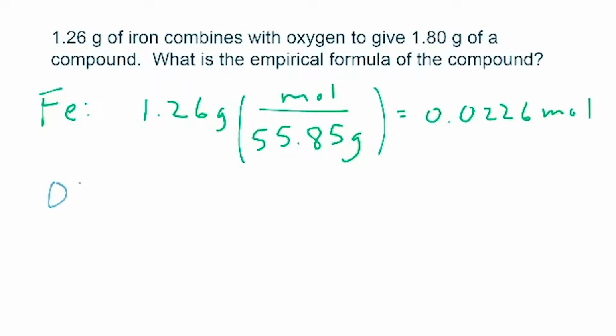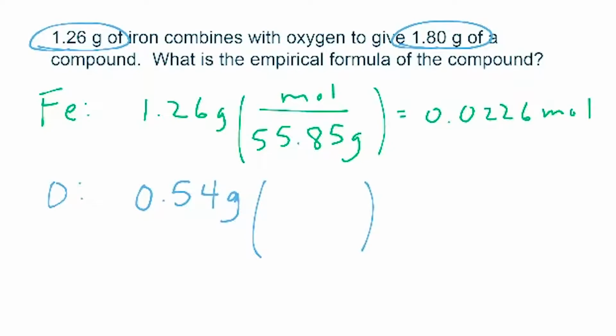Notice that the mass of oxygen is not given in the problem. The mass of the compound is given as 1.80 grams, and the mass of the iron is 1.26 grams. Therefore, we have to subtract and determine that the mass of the oxygen is 0.54 grams. Of course, we need moles again, so we use the molar mass of oxygen, 16.00 grams per mole, to determine that there are 0.0338 moles of oxygen.